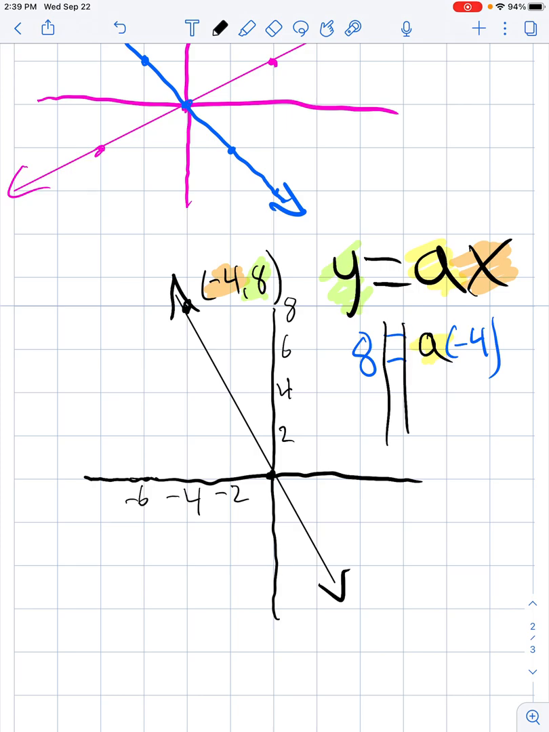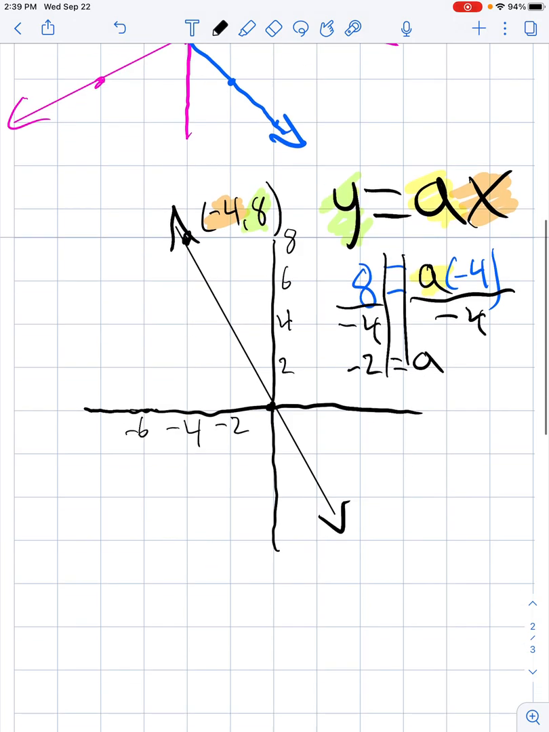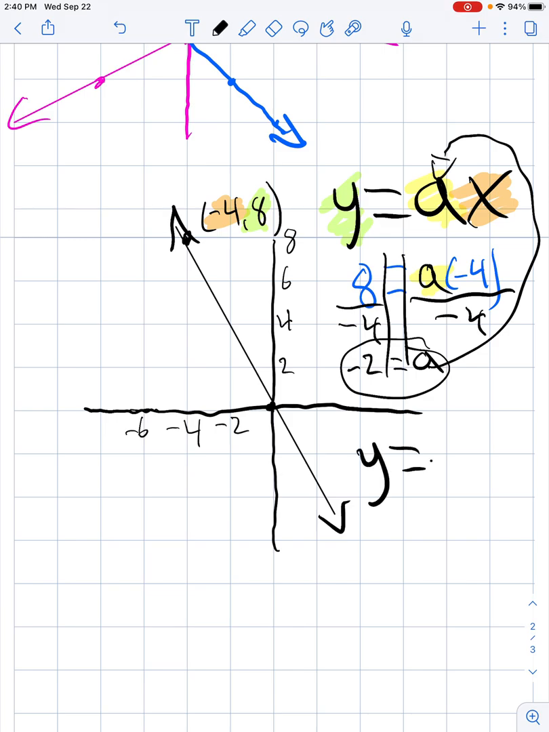If I want a by itself, what I have to do to undo multiplication is to divide on both sides. Positive divided by a negative is a negative. Therefore, I have found my direct variation. So if I substitute a in, again, I got an answer. My direct variation equation is y equals -2x.